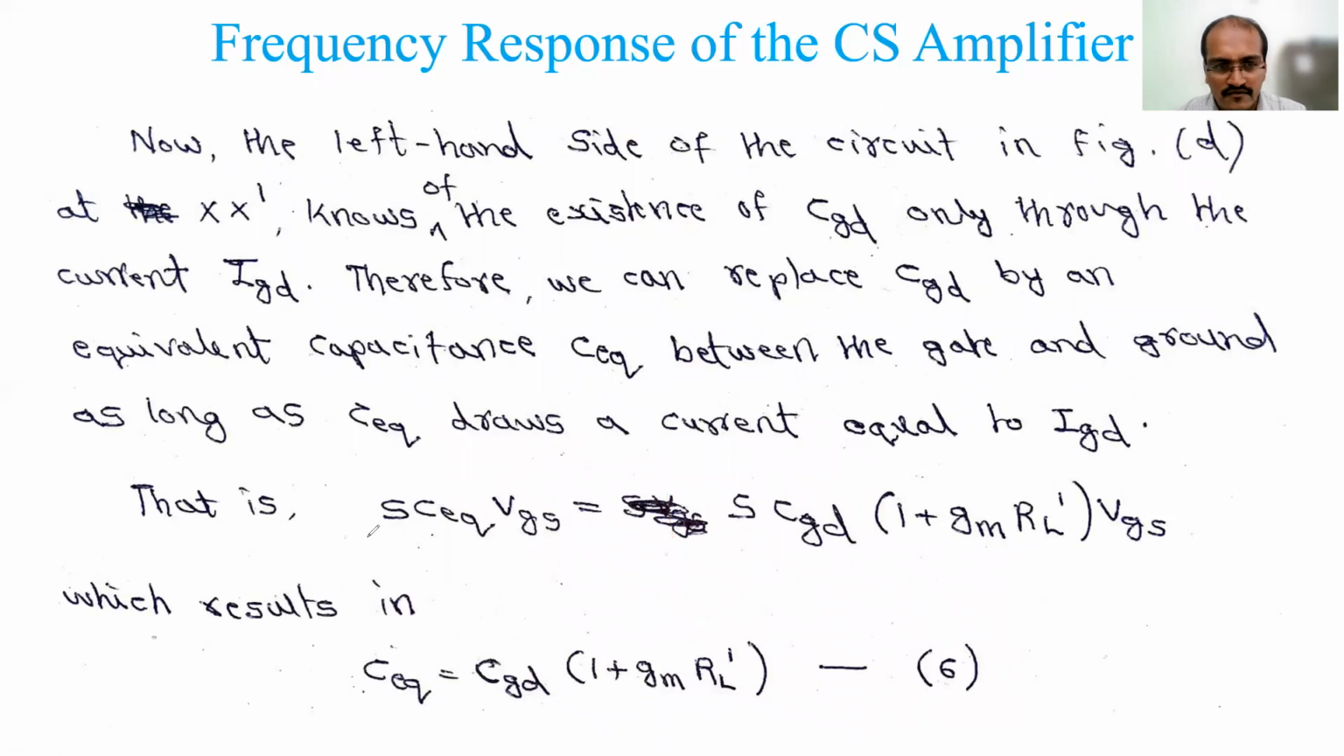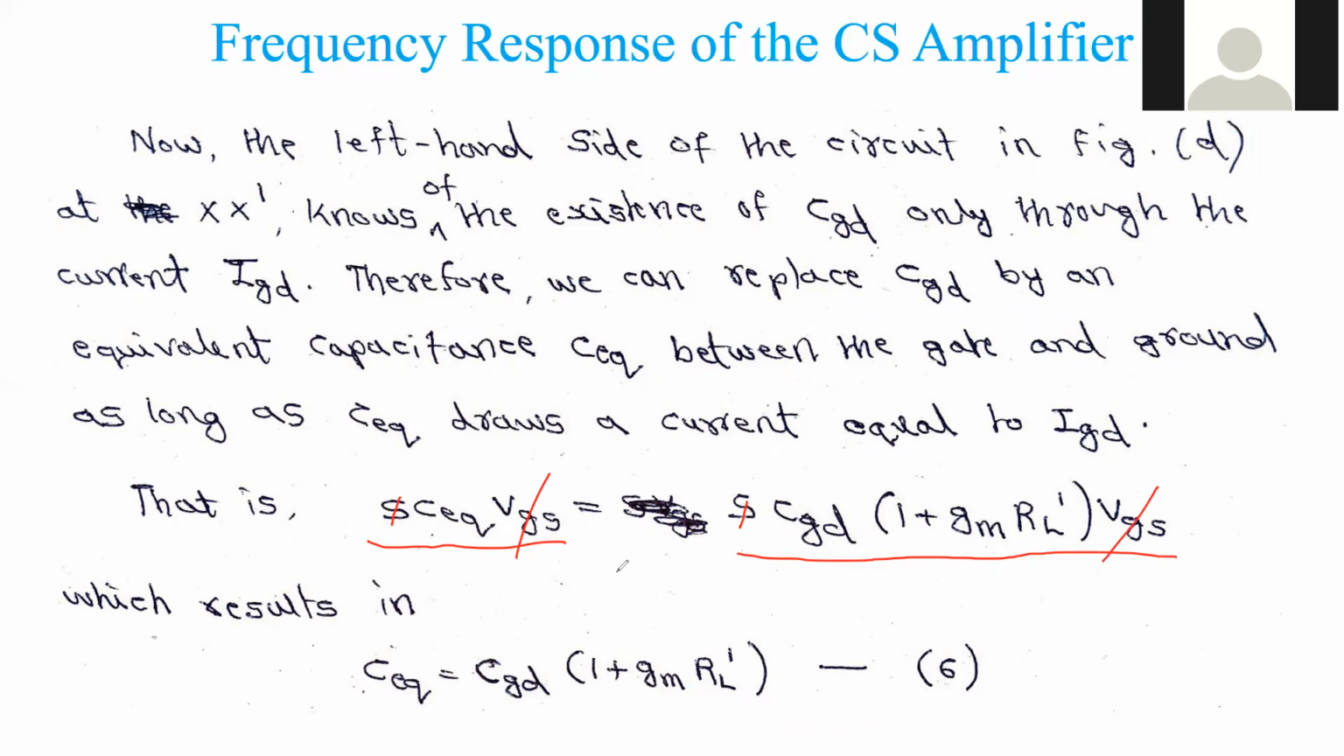So that is what we have on the left hand side, SC equivalent into VGS. I am going to replace that CGD by an equivalent capacitance. Its voltage is the same and S is there. And along with that, what we have got now is the gate to drain current, SCGD into 1 plus GMRL dash into VGS. The current through that equivalent capacitance is equal to this one. So the S term cancels out, and VGS cancels out because the voltage is the same across that. What is remaining here is only the capacitance.